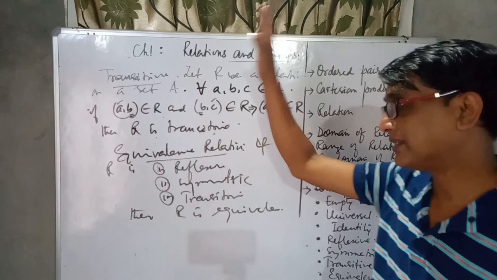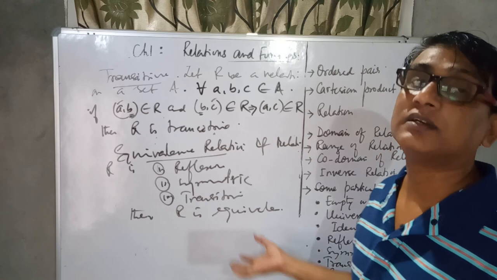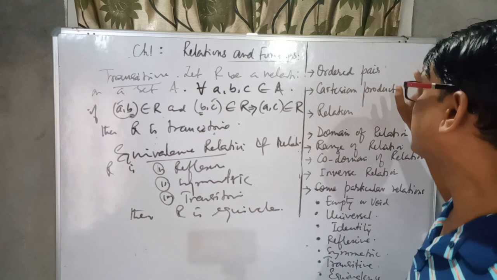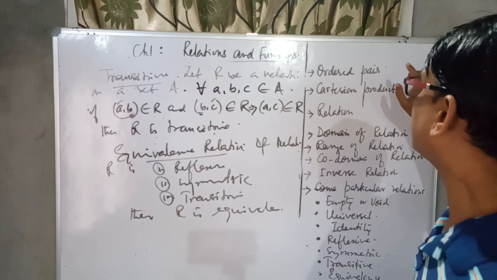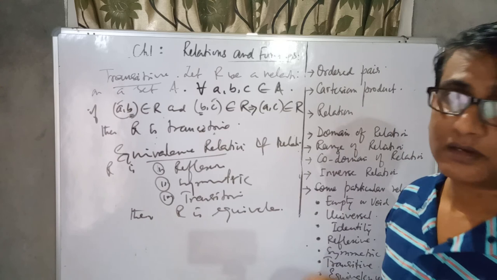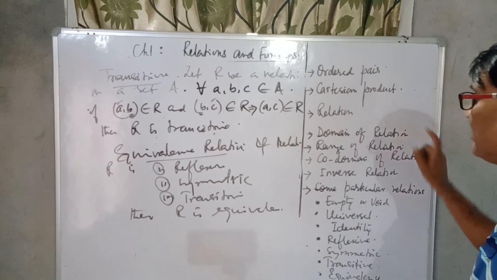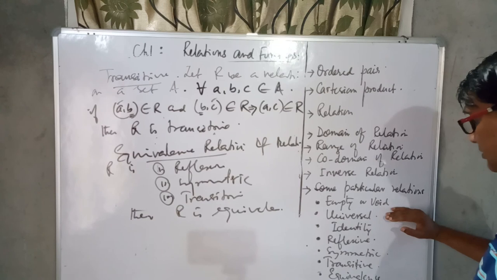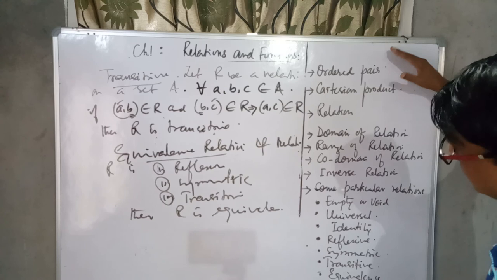So these are the basic things of relations and functions. We have to keep these basic things in our mind. With the help of this, we will solve the problems. So what are the things? First one is ordered pair. These are preliminary things of relations: ordered pair, Cartesian product, relations. What is a relation? A relation is nothing but a subset of the Cartesian product of two sets, from A to B, if R is a relation from A to B. Domain, range, codomain, inverse relation, empty or void relation, universal relation, identity relations. These all are basics. Our main points are reflexive, symmetric, transitive, and equivalence.